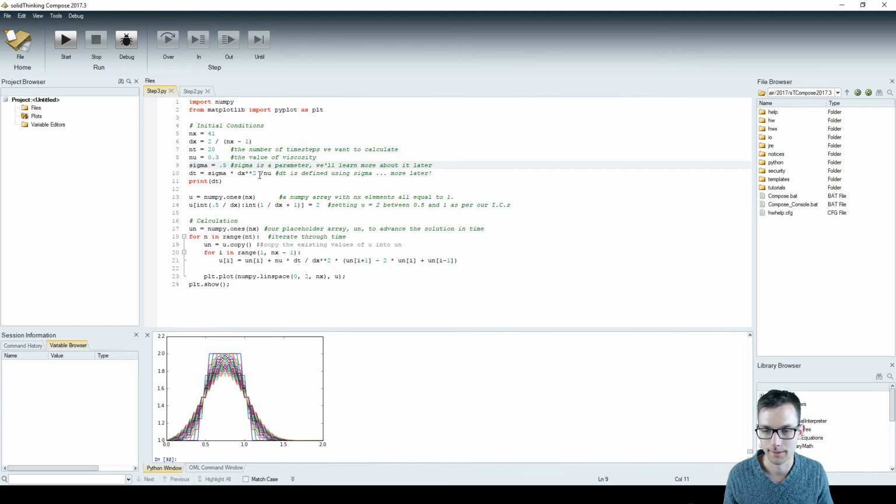I encourage you to just take the code and play around with it a little bit, try to understand what each parameter does.